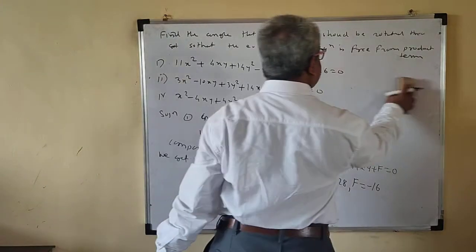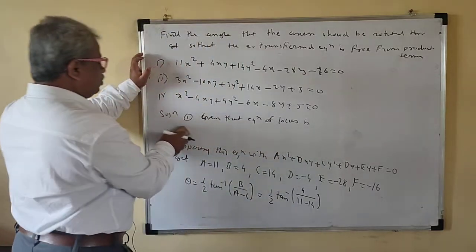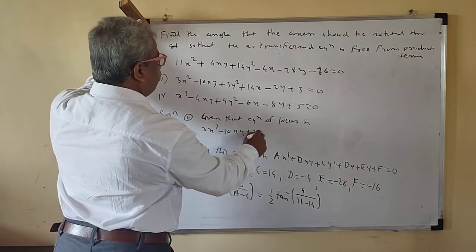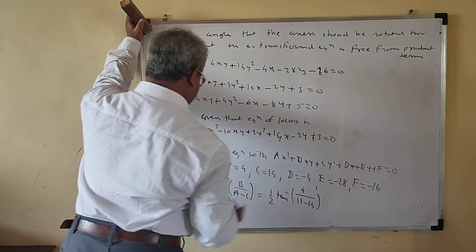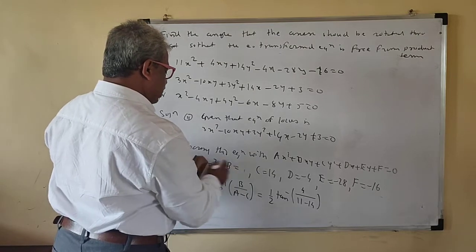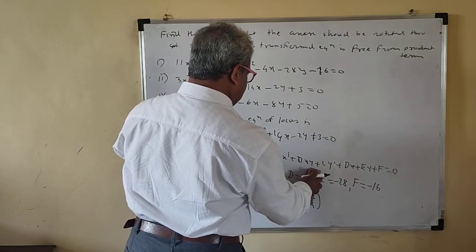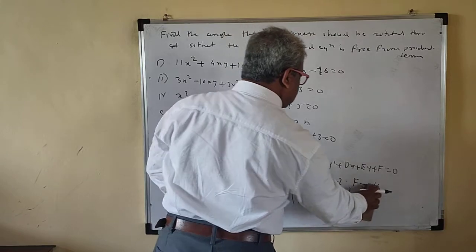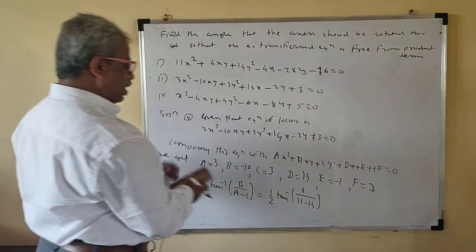Okay, so for the second one, given that the equation is 3x square minus 10xy plus 3y square plus 14x minus 2y plus 3 is equal to 0. What is your a? Your a is 3. b is minus 10. c is 3. d is 14. e is minus 2. And f is 3. Okay, your formula is this.